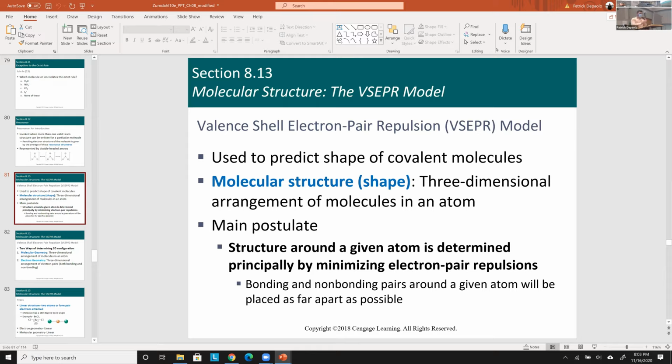And the main thing about it is that the structure around a given atom is determined principally by minimizing the electron pair repulsions. So electron pairs like to repel other electron pairs, and they like to repel bonded electron pairs especially. These forces will shape the atom three-dimensionally, and it's important for us to understand how this works. Basically, all the electron pairs repel each other.